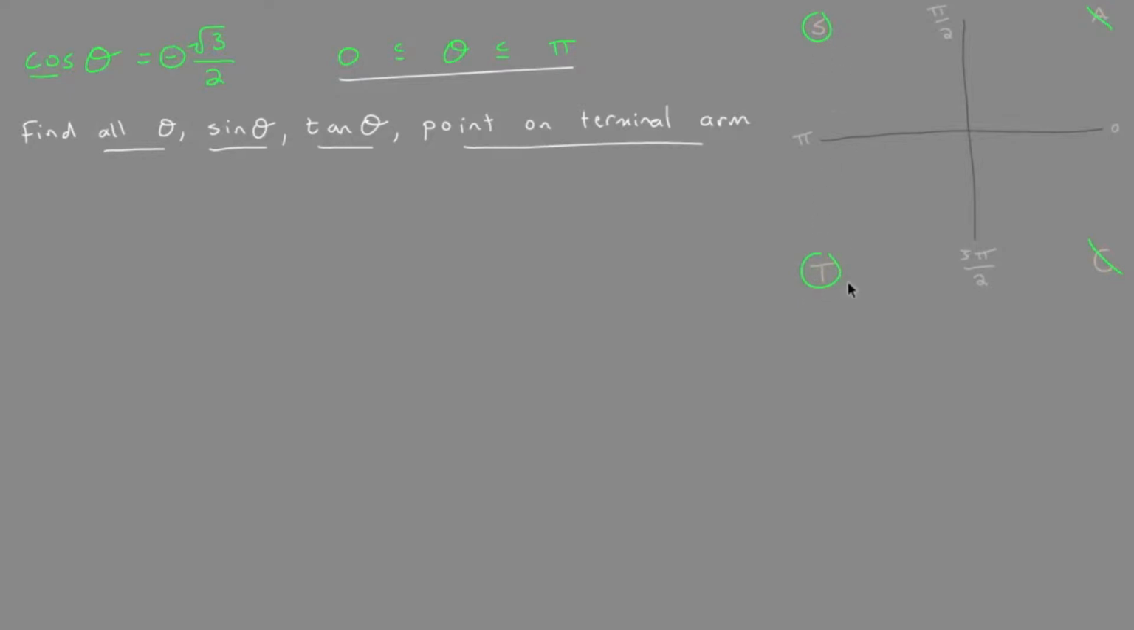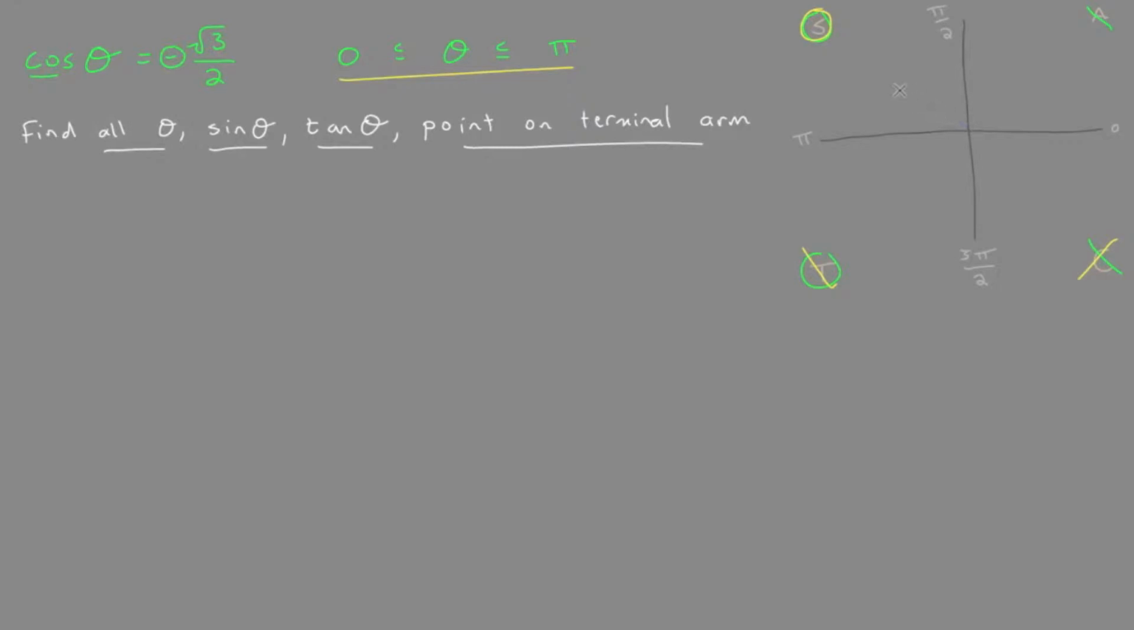Then we have to apply the domain of theta, which is the range where theta can and can't exist. The range is between 0 and pi, meaning the values can exist in quadrants 1 and 2, but not in quadrants 3 and 4. This leaves us with just one quadrant where we can put our terminal arm.